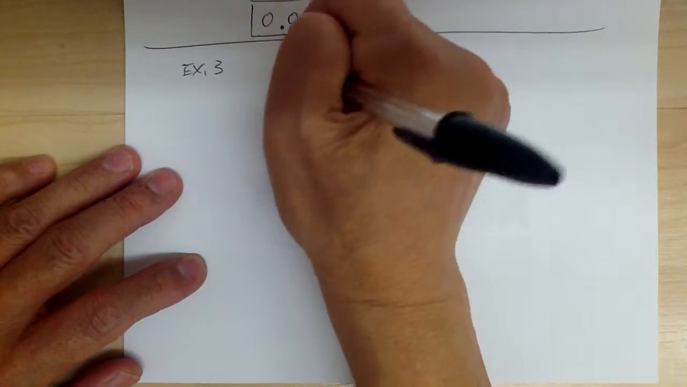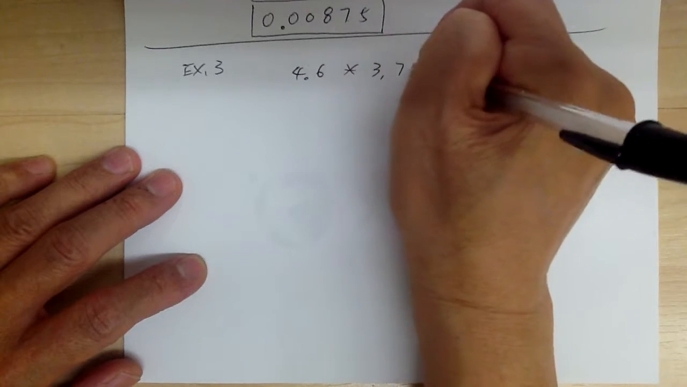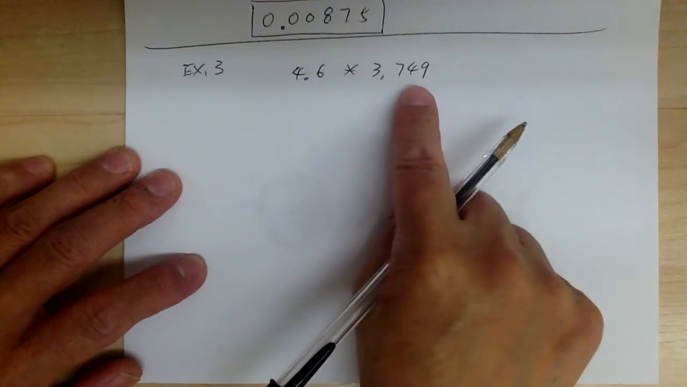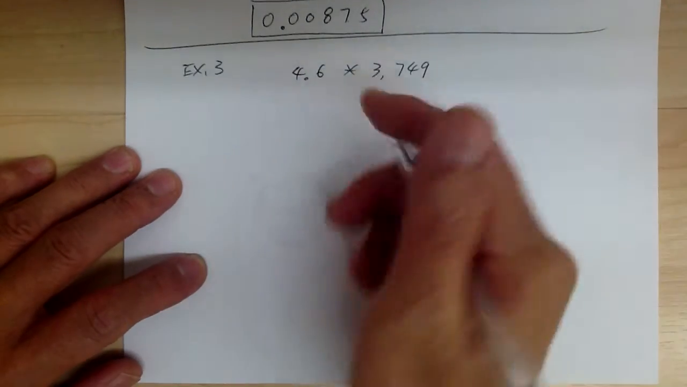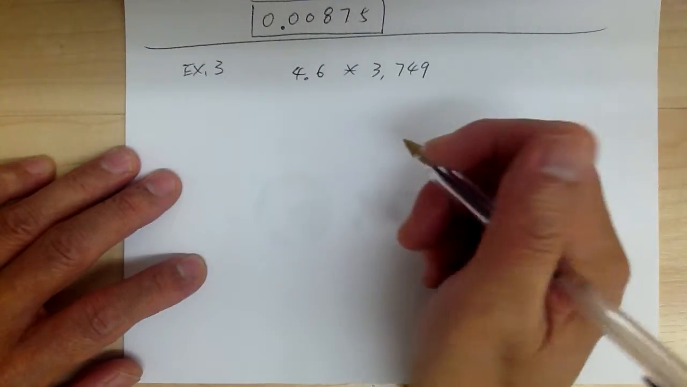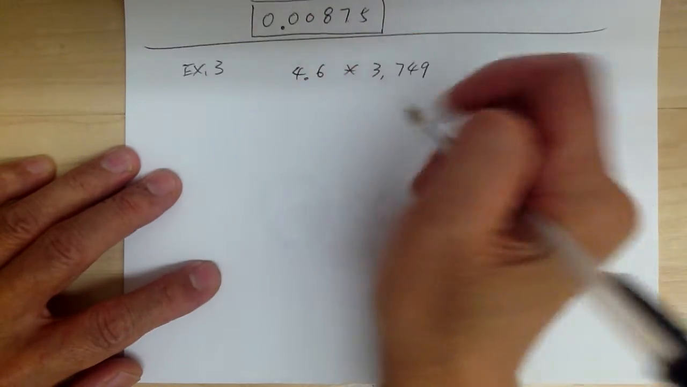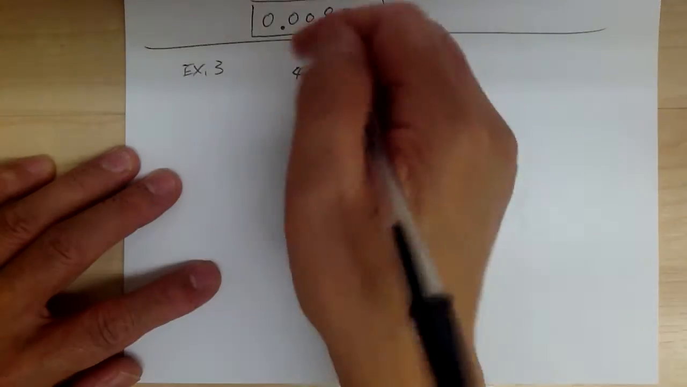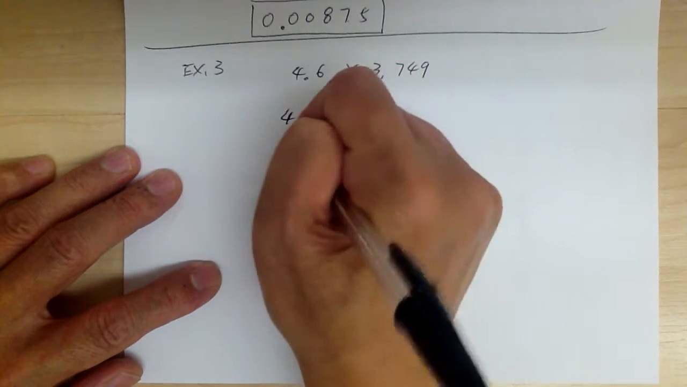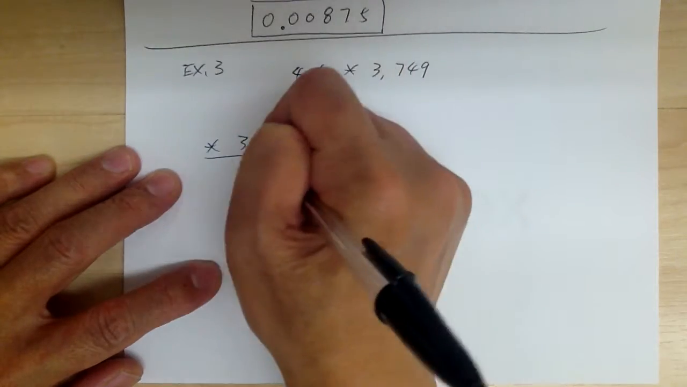Example 3, you multiply 4.6 by 3.749. Now it doesn't matter which one you put underneath. Okay, it doesn't matter, because multiplication is commutative, right? Means you can switch the order, so you can do it either way. It doesn't matter. So if you put the first number on top, so you're going to multiply, right?